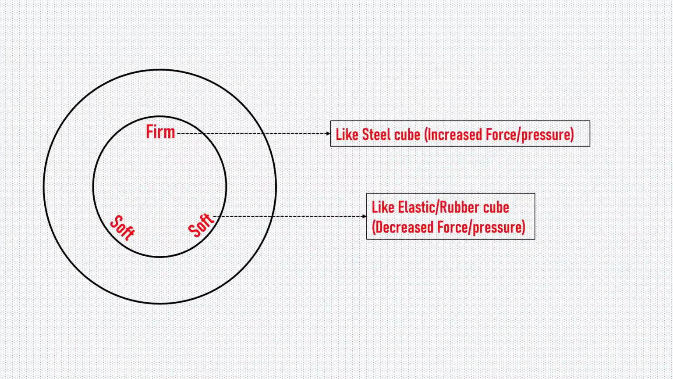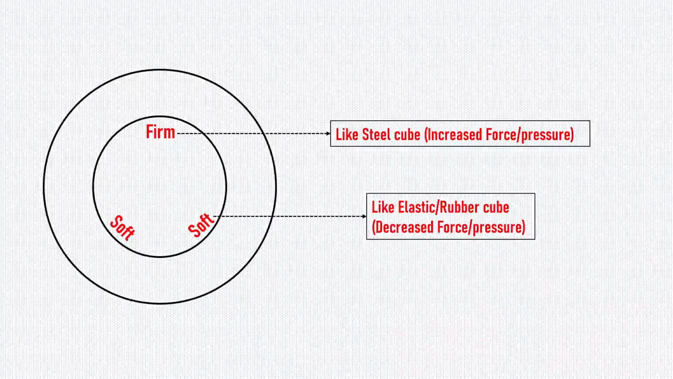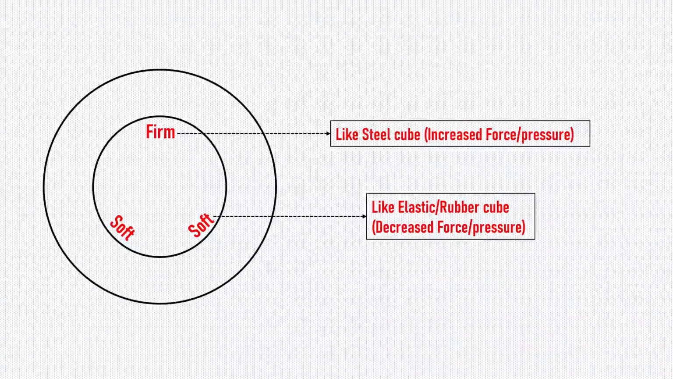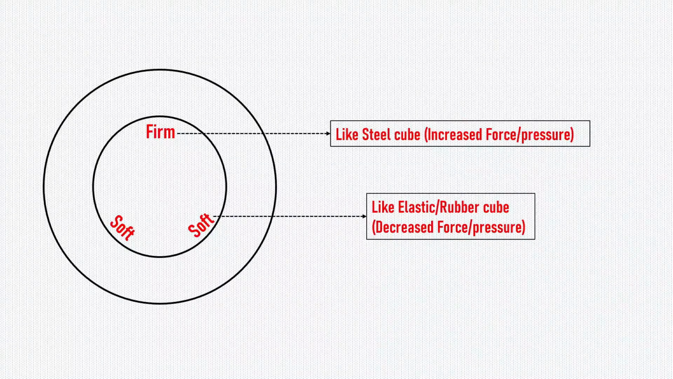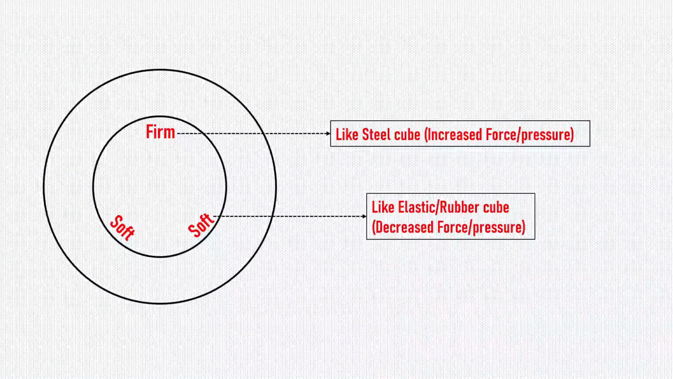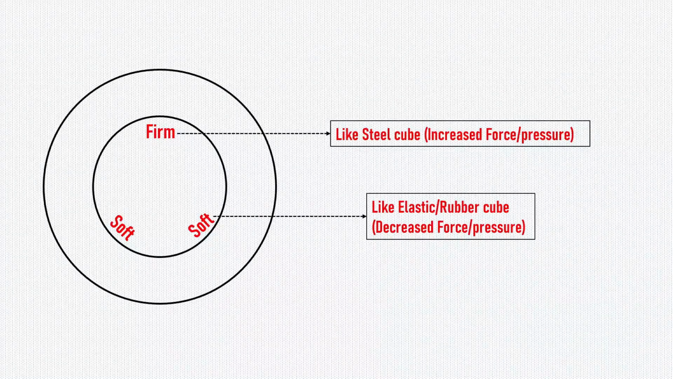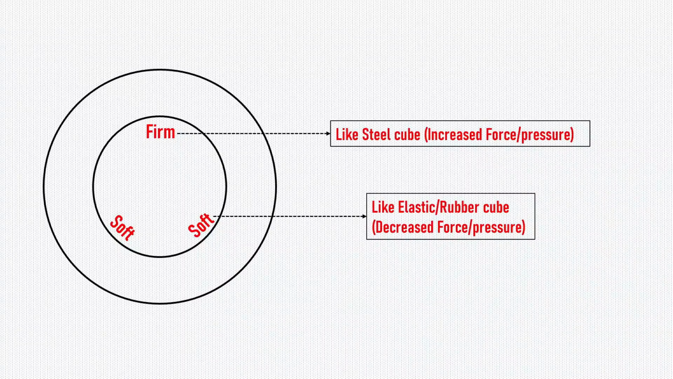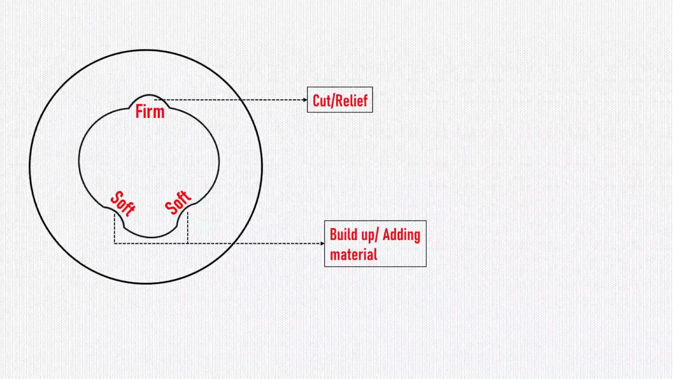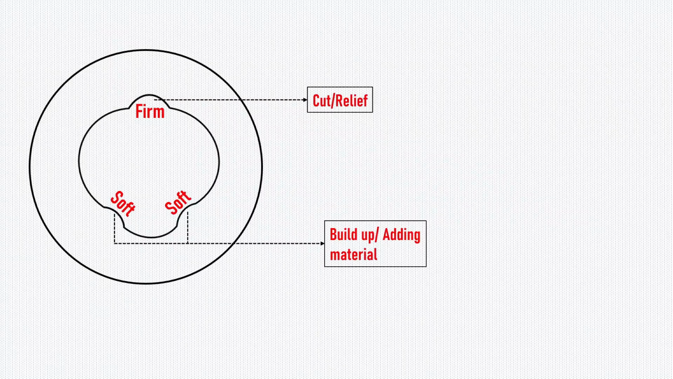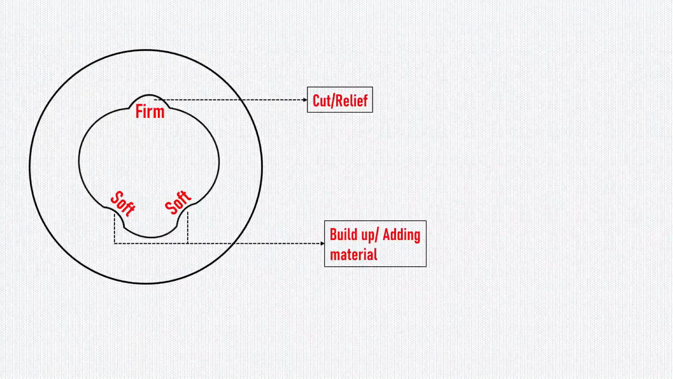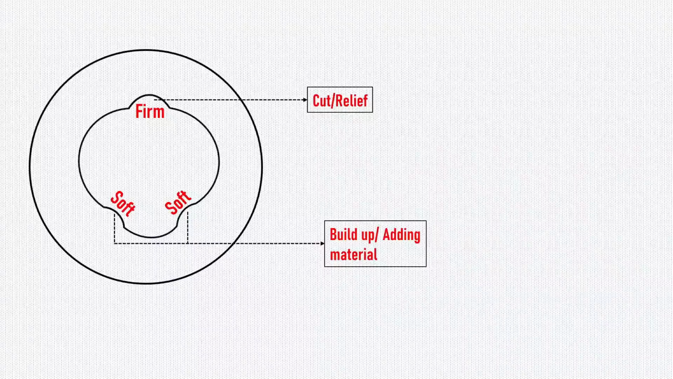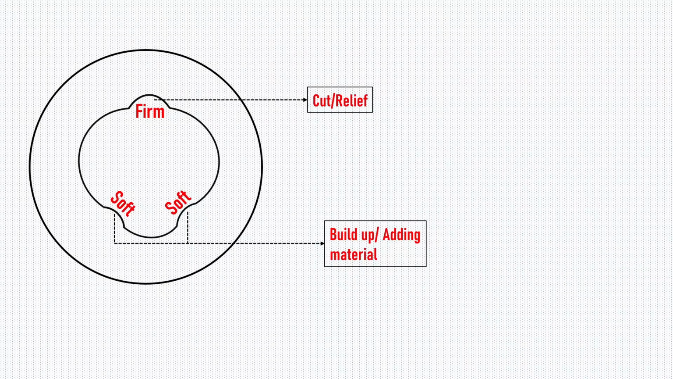But in this case, we can see there is firm area and soft areas. So the pressure will not distribute here equally. That's why we have to make some adjustments. And now we will use our knowledge that we learned from bar and cube concept. We will make cut or relief in the firm or bony areas and build up or add material in soft or muscular areas. These adjustments help to distribute pressure equally in the socket.